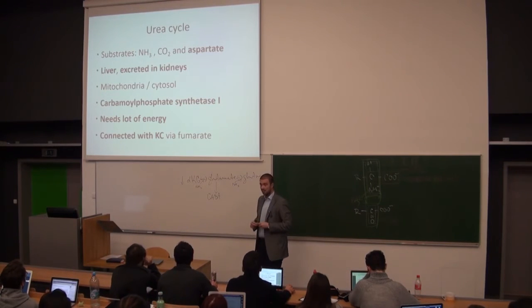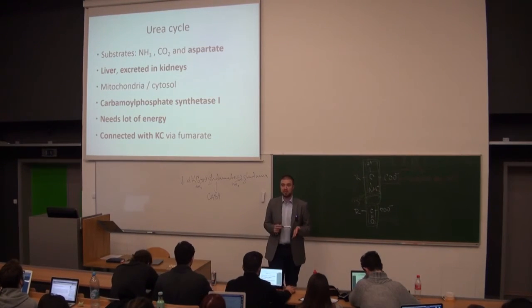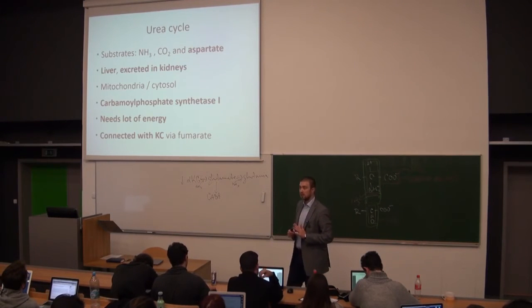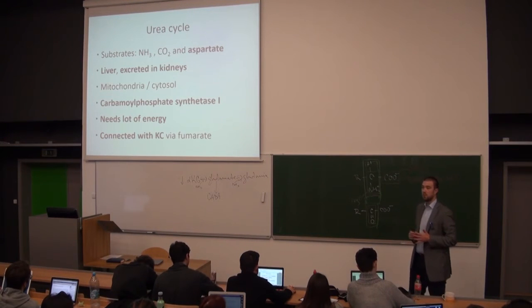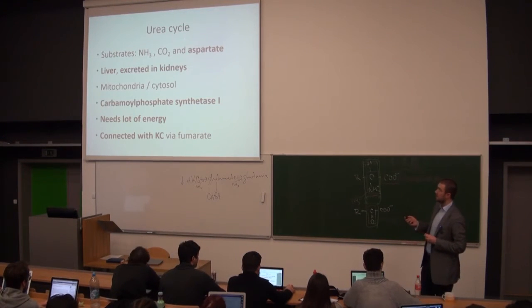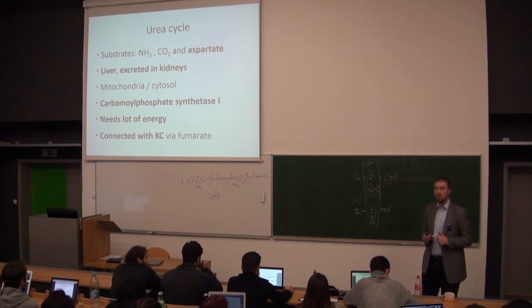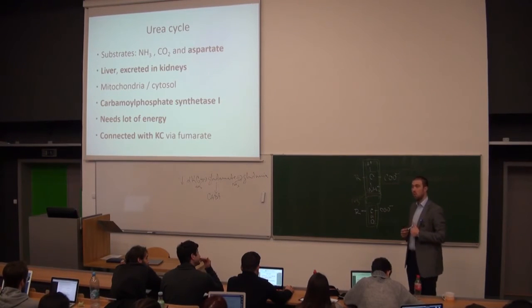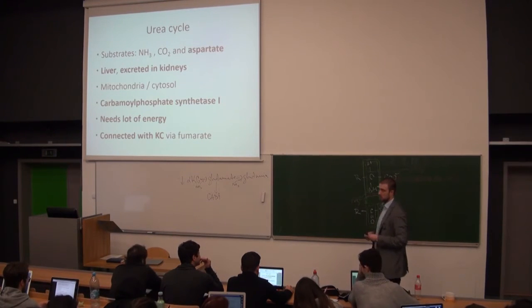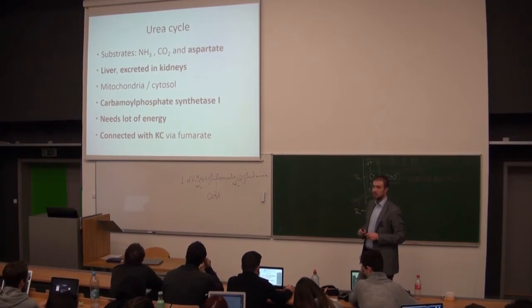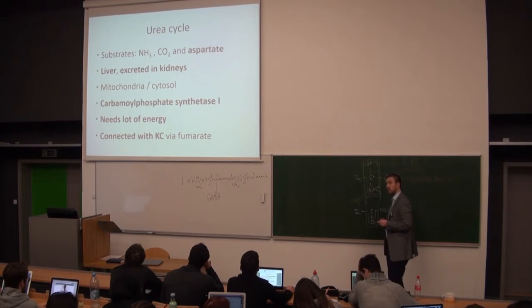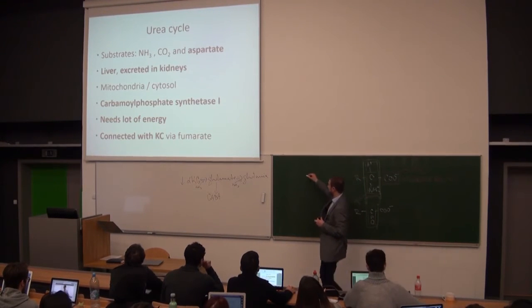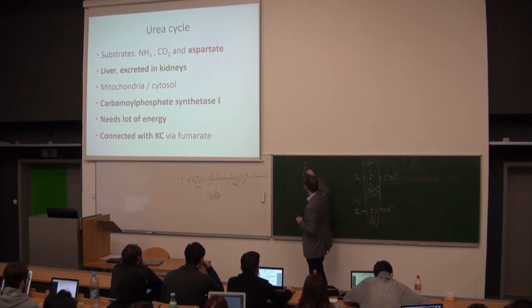The urea cycle is nothing very difficult. The substrates for the urea cycle are all compounds that you already know. It's aspartate, that means one amino acid, that will bring one nitrogen into the synthesis. Then it's carbon dioxide, and the last substrate is ammonia, and from them you will produce urea. That's the cycle.